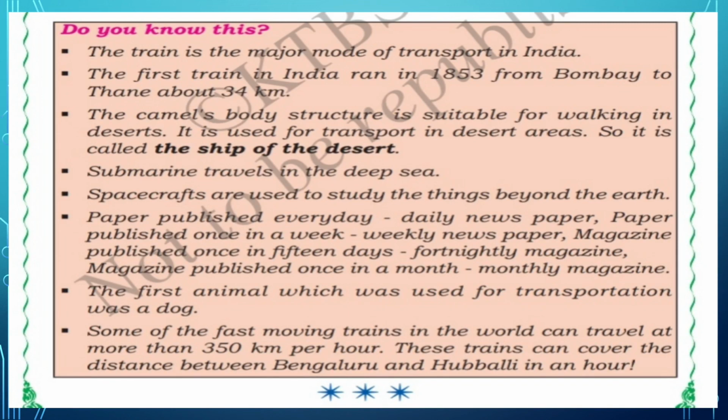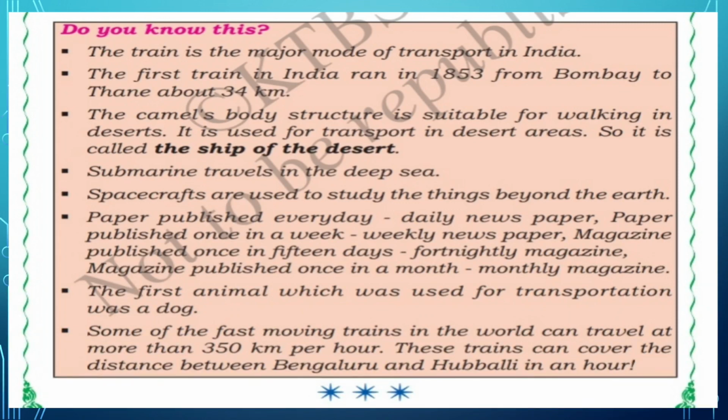Some of the fast moving trains in the world can travel at more than 350 km per hour. These trains can cover the distance between Bangalore and Hubli in an hour. Like how when walking we can cover some distance in one hour, in the same way this is the fastest train, which can travel 350 km per hour.